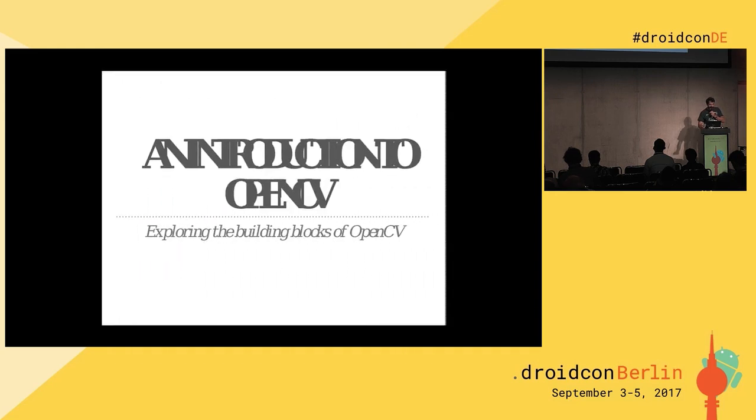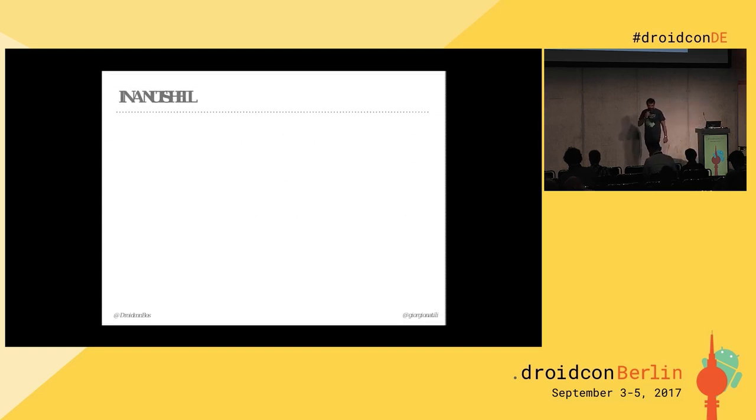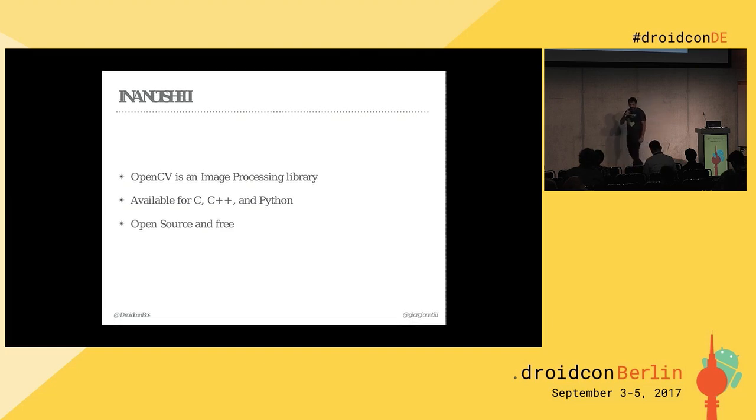So let's start to understand the building blocks of OpenCV. In a nutshell, OpenCV is an image processing library. It's open source. It's available for C, C++, and Python. It's under the BSD open source license, so you can use it for whatever you want. Commercial uses are allowed, and it's not a problem. And it's easy to install and to use.